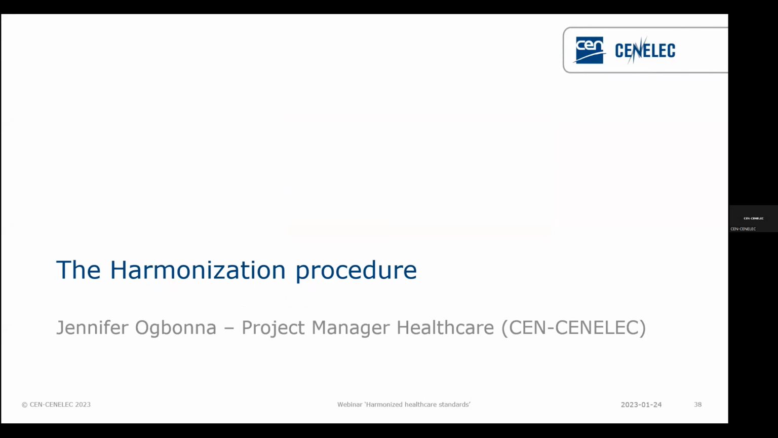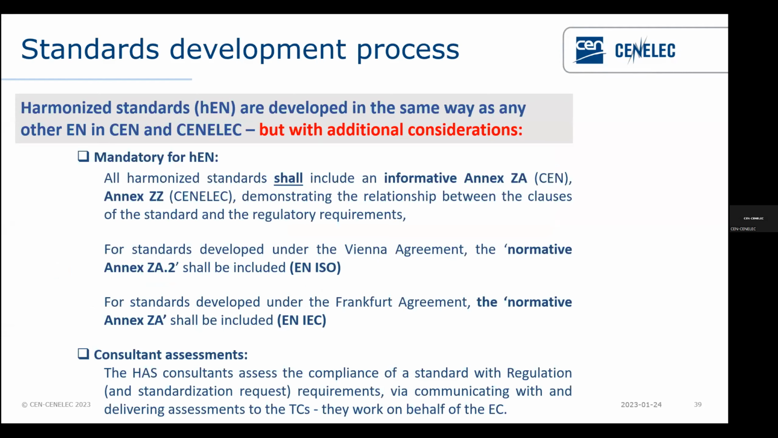So now let's look at some particularities of harmonized standards. Harmonized standards are developed in the same way as any other European standards in CEN and CENELEC, but with additional consideration. The first consideration to have in mind when developing harmonized standards is that all harmonized standards shall include an informative Annex ZA for CEN, and for CENELEC, this is called an Annex ZZ. As said by Mario and Frederic, these annexes are linking the clauses of the harmonized standards to the essential requirements of the medical device and the IVDR regulation.